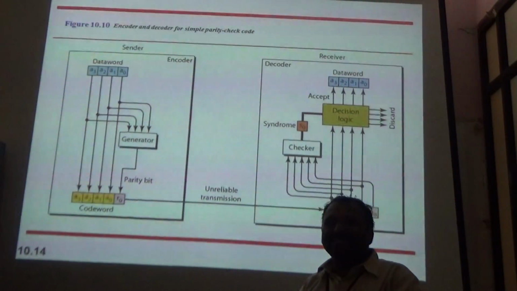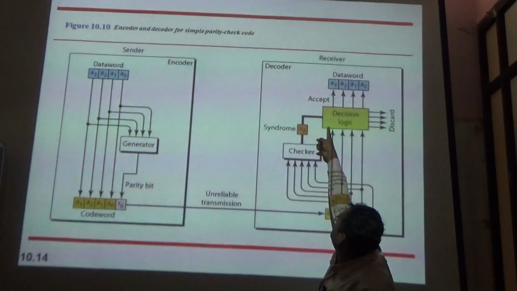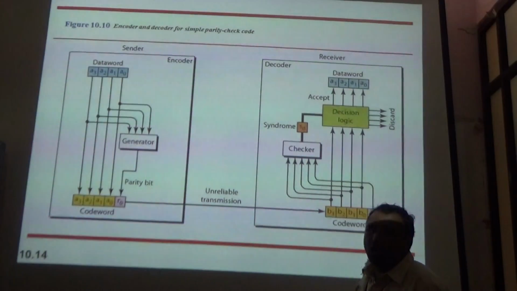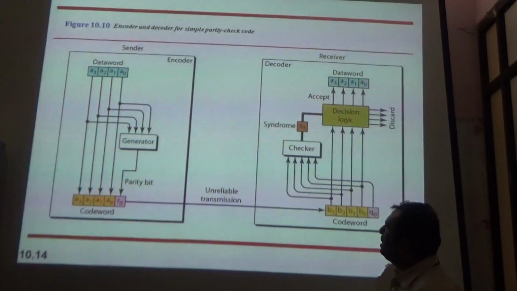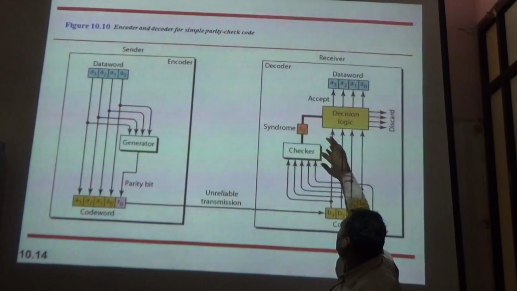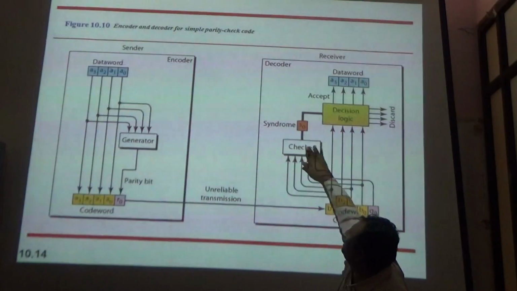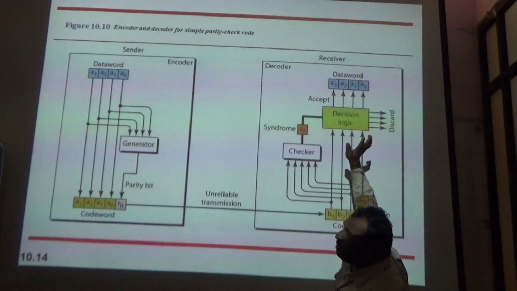Now the syndrome is the result of this checker. The syndrome information will be given to the decision logic, which will check what value of syndrome we have received. If it is the correct one, then this data will be passed to the data word as it is. If it is a wrong one, then that data will be discarded.